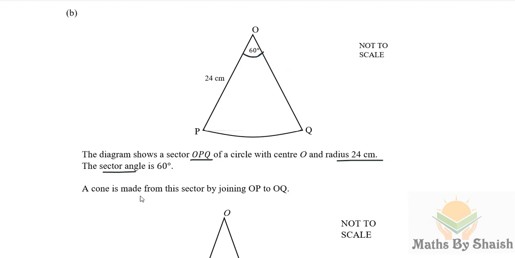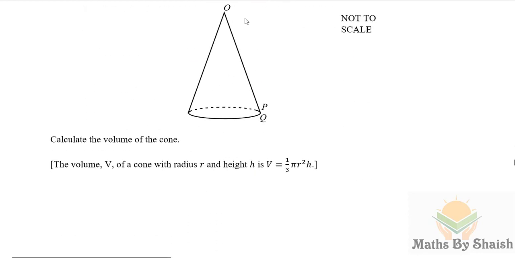The cone is made from this sector by joining OP to OQ. So we will get this cone after joining them. We need to calculate the volume of the cone, and they have provided the formula for it. If the cone's radius is r and height is h, the volume would be 1/3 of pi r square h.